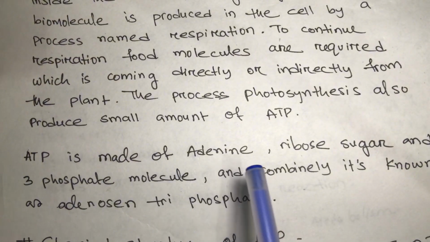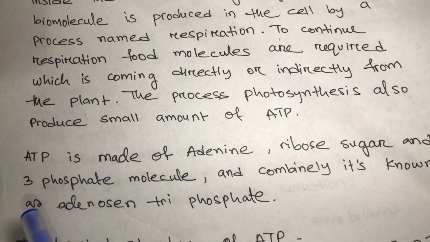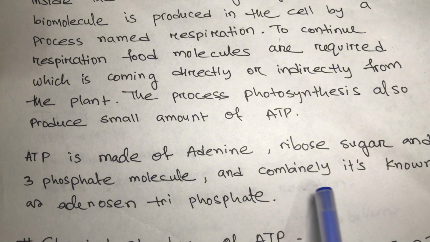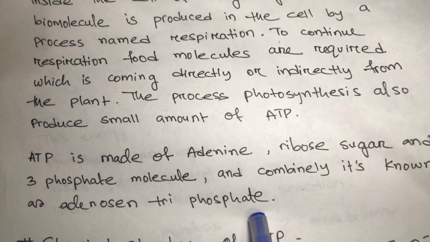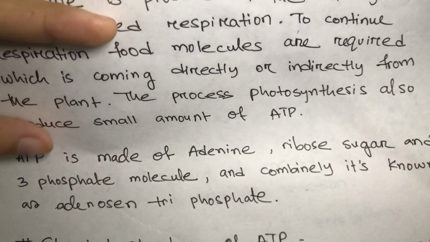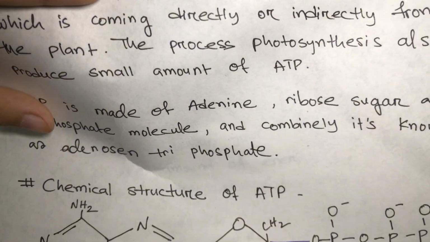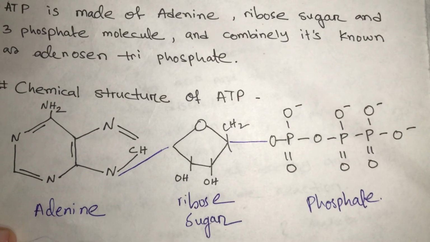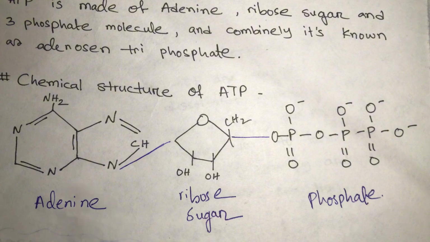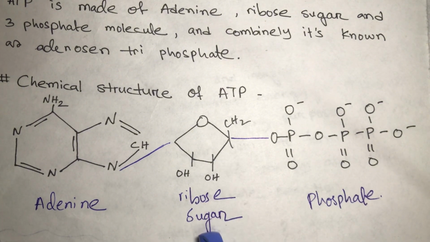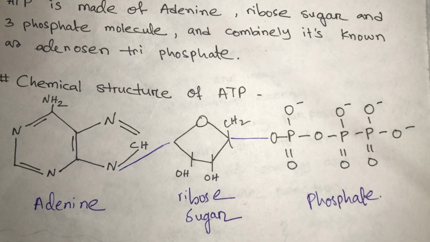ATP is made up of adenine, ribose sugar and 3 phosphate molecules, and combined it's known as adenosine triphosphate, ATP in short. Okay, let's move on to see the chemical structure of ATP. This is the chemical structure of ATP. This is adenine, this is ribose sugar and this is phosphate.